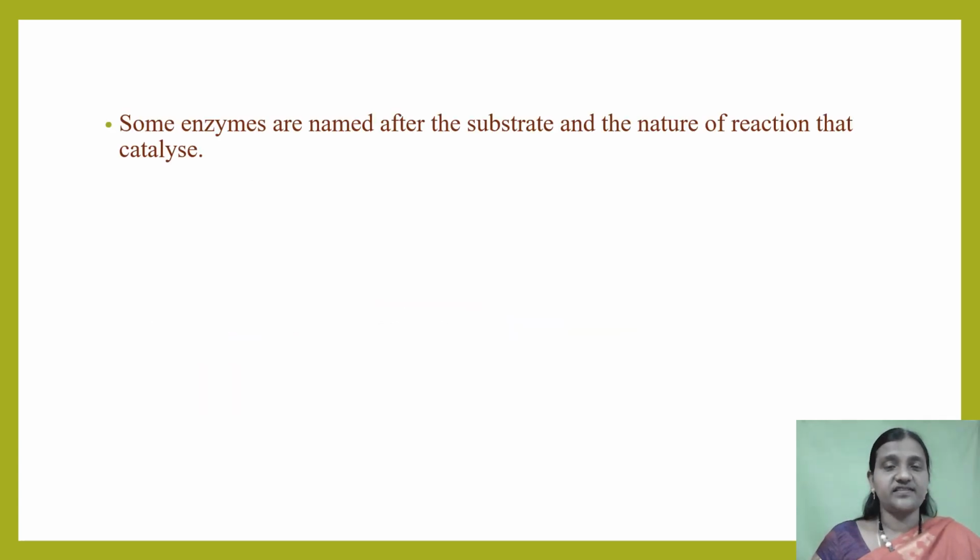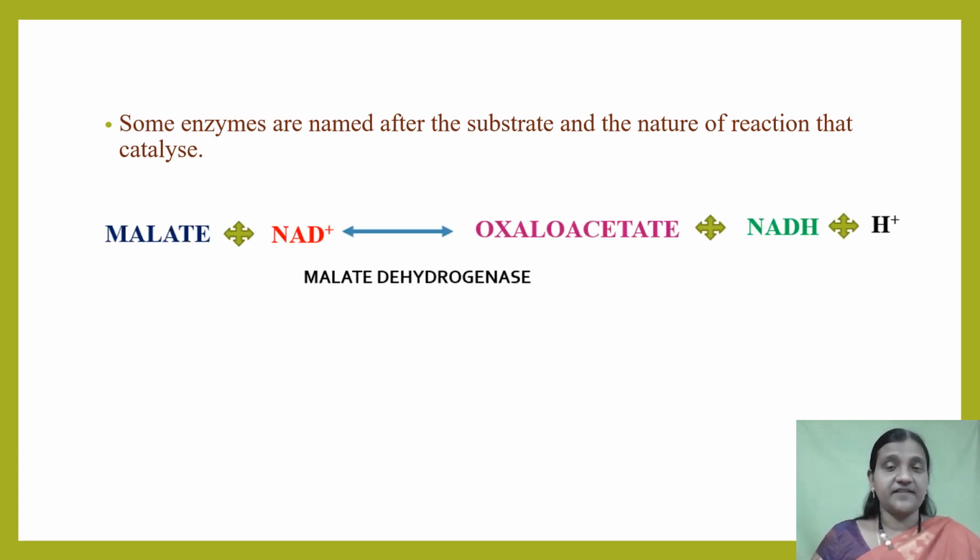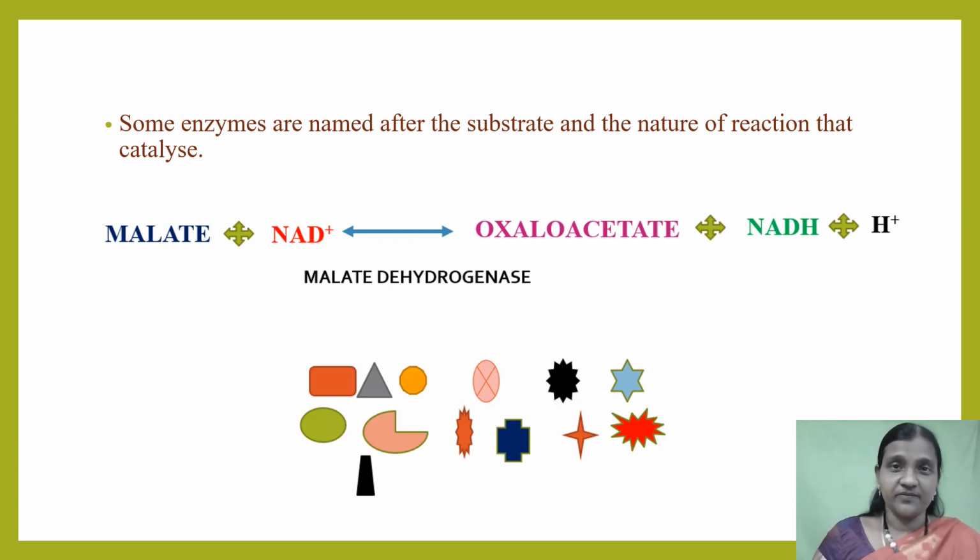Some enzymes are named after the substrate and the nature of the reaction that they catalyze. Say for example, we have malate dehydrogenase. Its substrate is malate and it causes dehydrogenation of malate, resulting in oxaloacetate, and NAD+ is involved in this reaction. So like this, many enzymes were named after the substrate, the reaction which they catalyze, as well as the product on which they act.